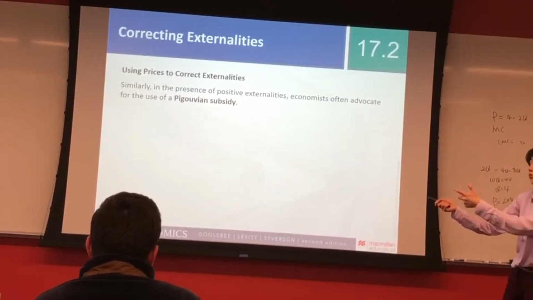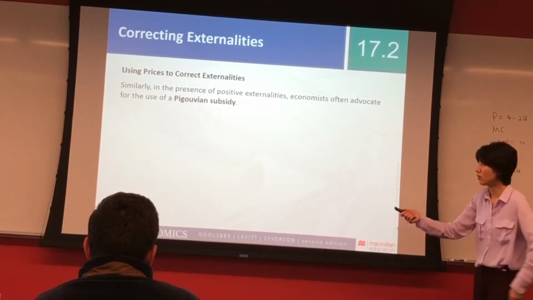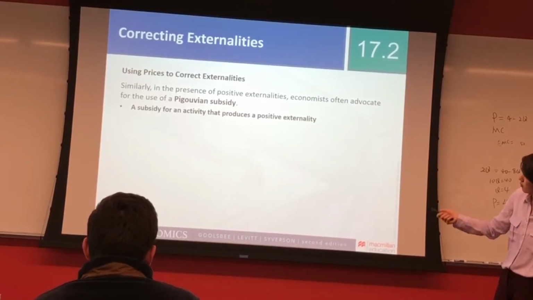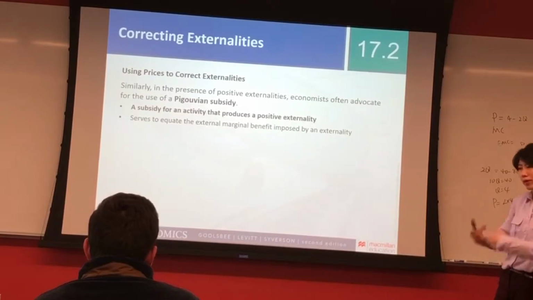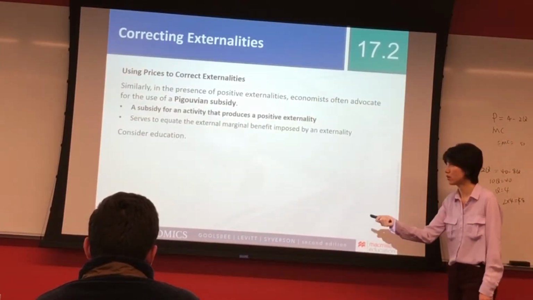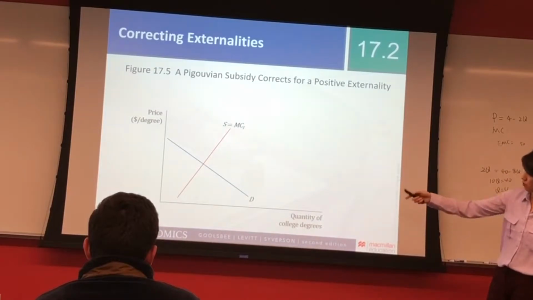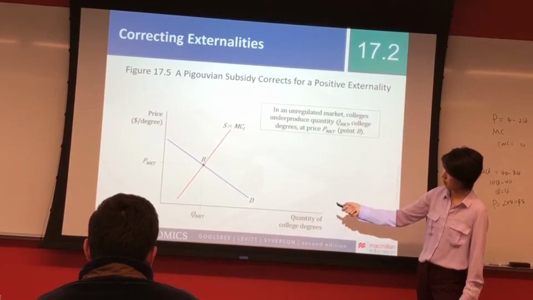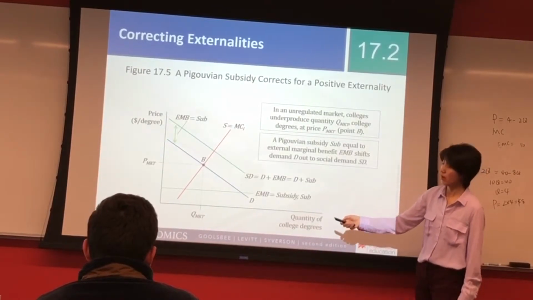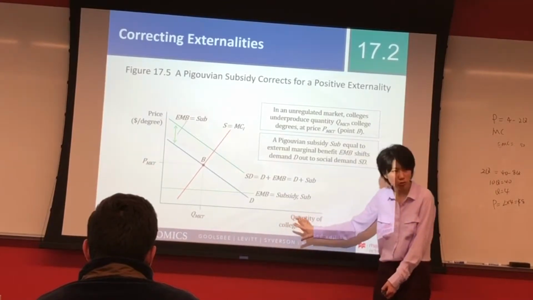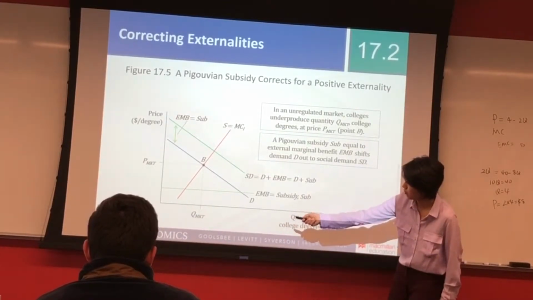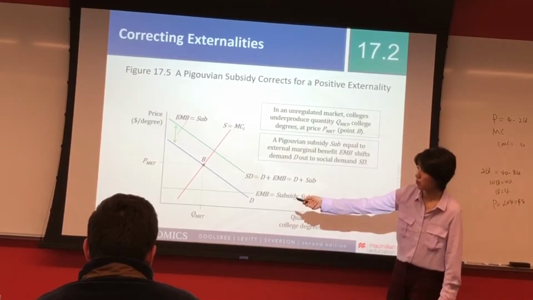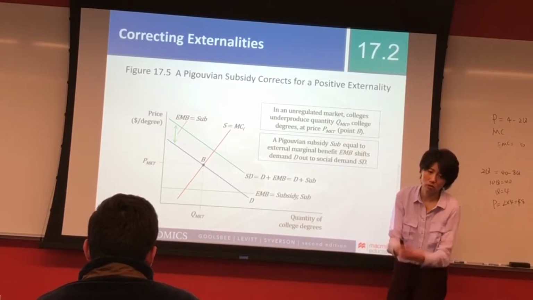If there are positive externalities, we call that a Pigouvian subsidy: a subsidy for an activity that produces a positive externality, serving to equate the external marginal benefit created by the externality. Consider education, with the private demand, private benefit, private marginal cost, and this market price and quantity. If this information is all available to government policymakers, they know the size of the external marginal benefit, and they can say, for everyone who wants an education, I give you the money to do that.